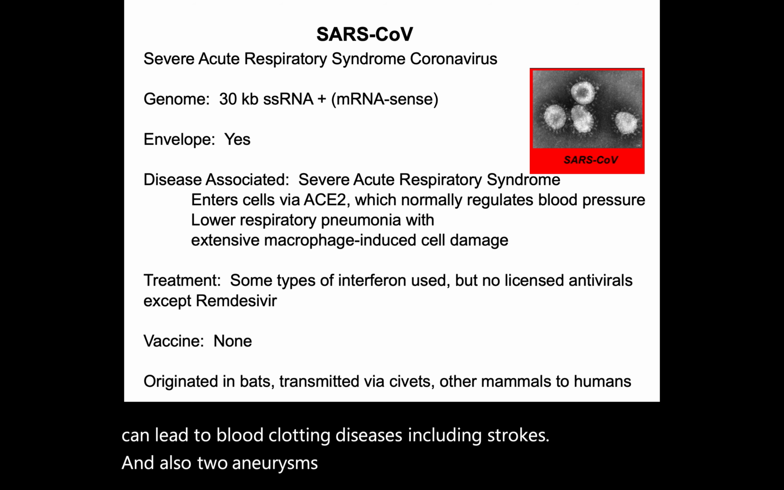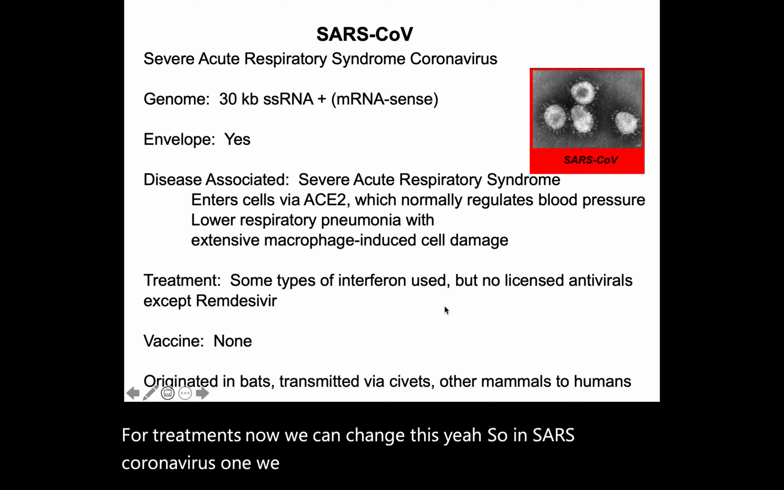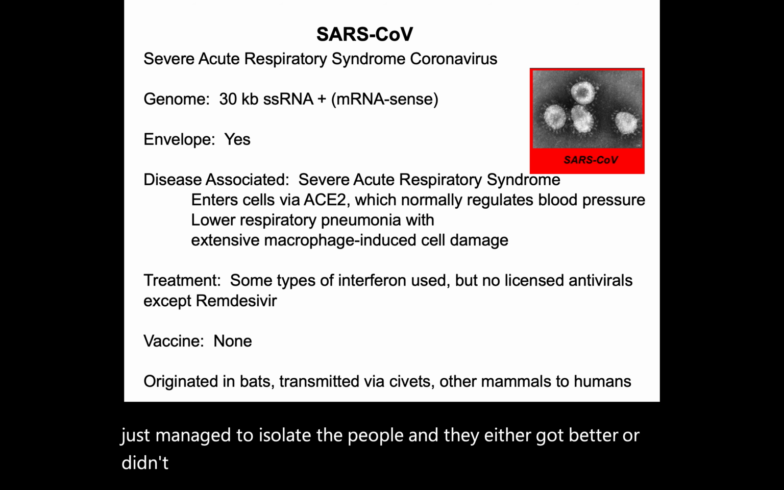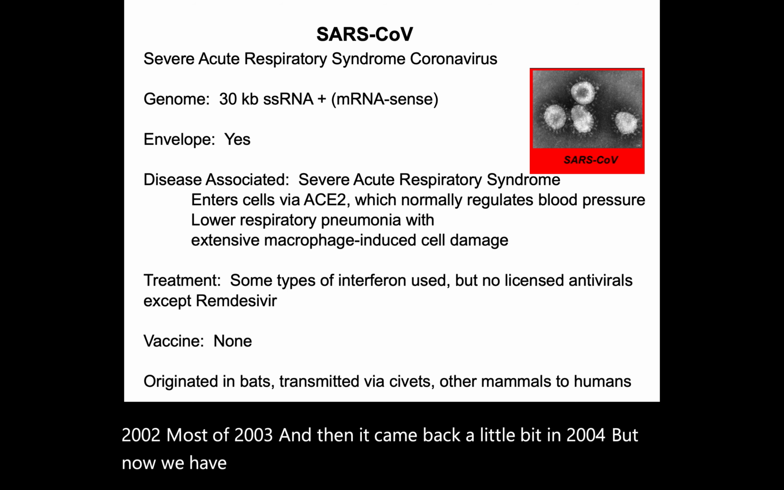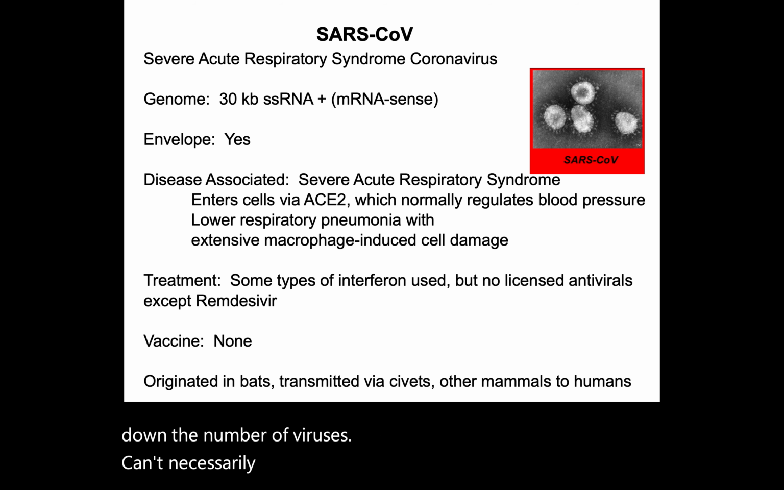As for treatments, now we can change this. Yeah, so in SARS coronavirus 1, we actually didn't come up with a treatment. We just managed to isolate the people, and they either got better or didn't, but we managed to stop the virus from spreading back in late 2002, most of 2003, and then it came back a little bit in 2004. But now we have remdesivir, which actually works and holds down the number of viruses. Can't necessarily save your life. It's not strong enough to do that.